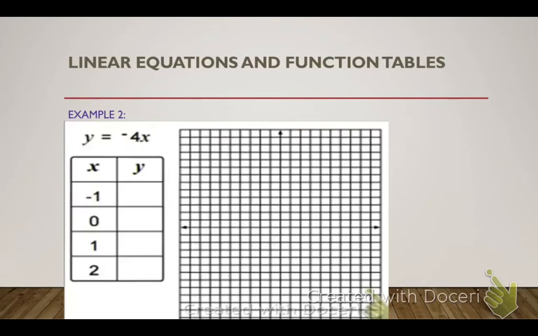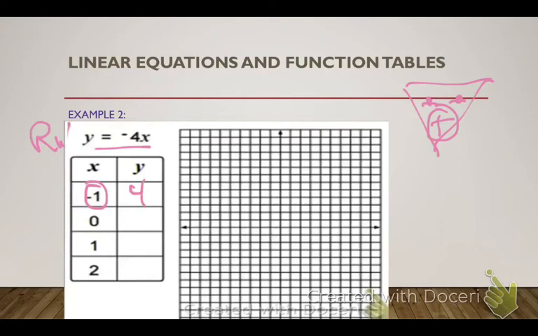Here we go, second example. And again, here's our rule right here. It says y equals -4 times x. That means we're going to take -4 times whatever x is. Well, x in this case is -1. So using Mr. Multiplication, remember, negative, positive. We have a -4 times a -1, which gives us a positive 4.